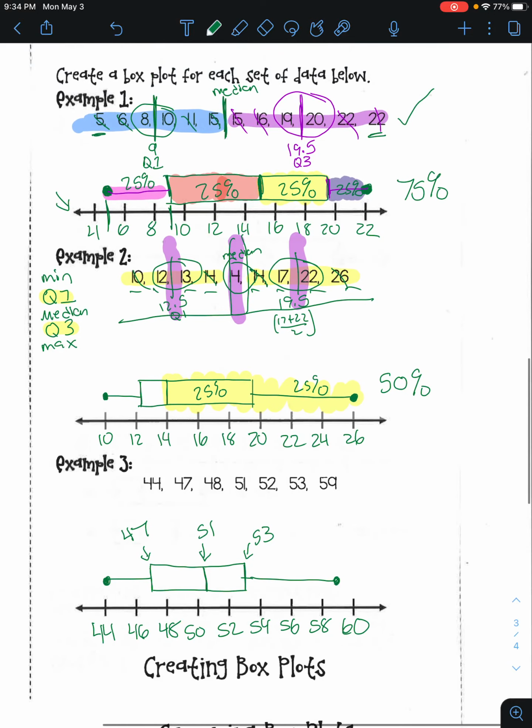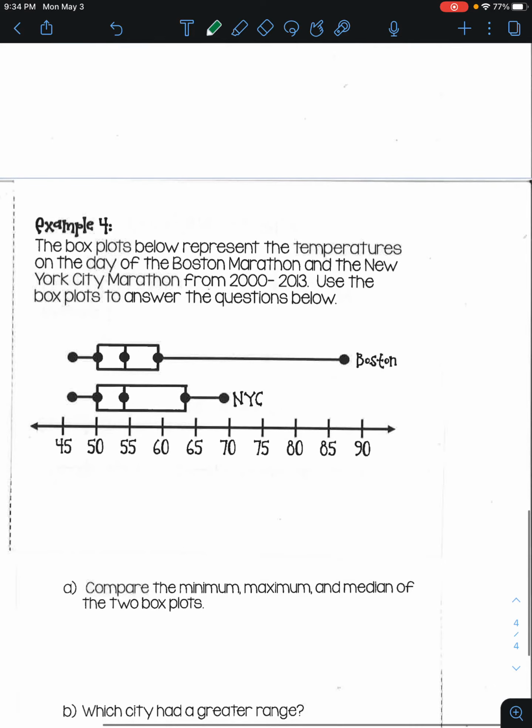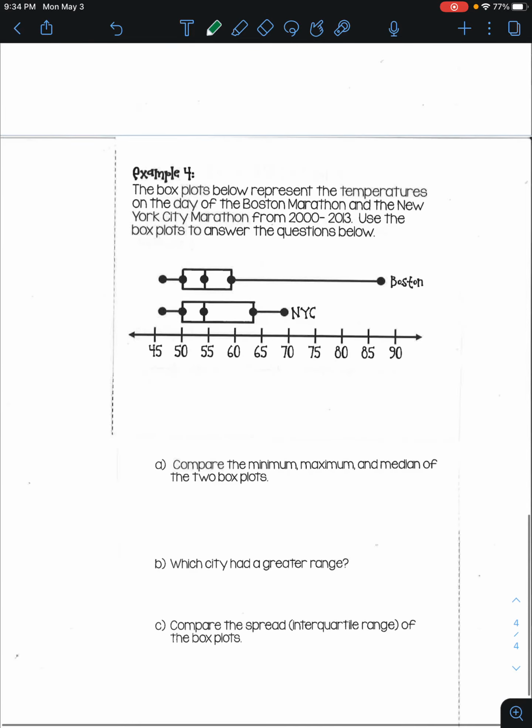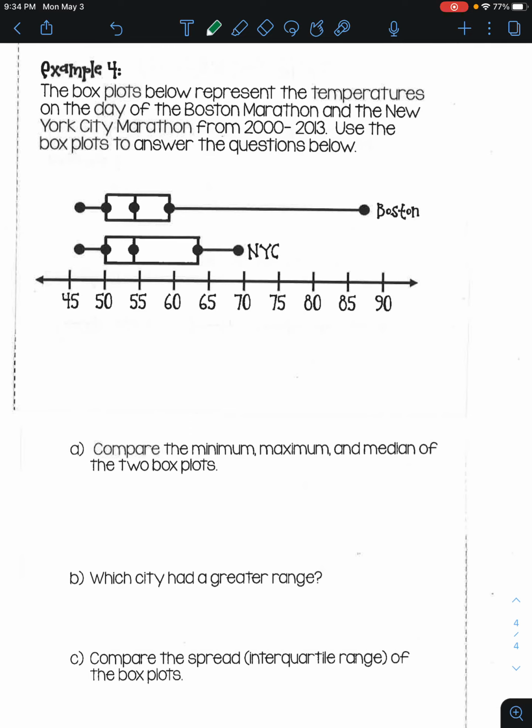Go to your next section, which is comparing box plots. So, example 4. The box plots below represent the temperatures on the day of the Boston Marathon and the New York City Marathon from 2000 to 2013. Use the box plots to answer the questions below.